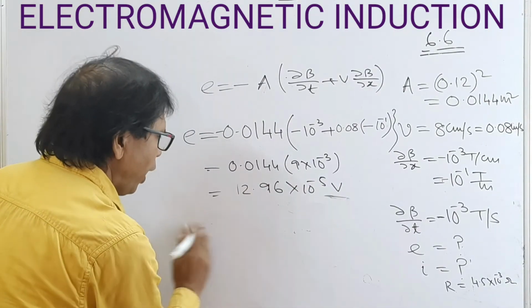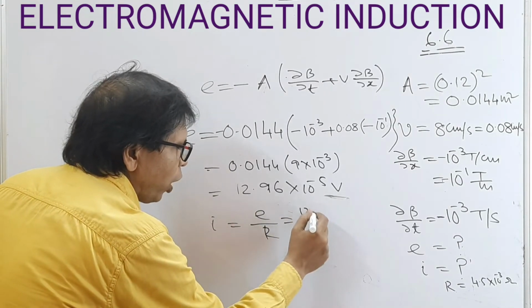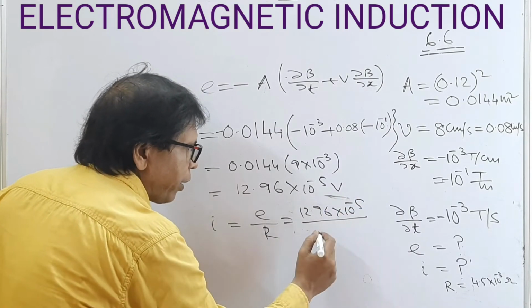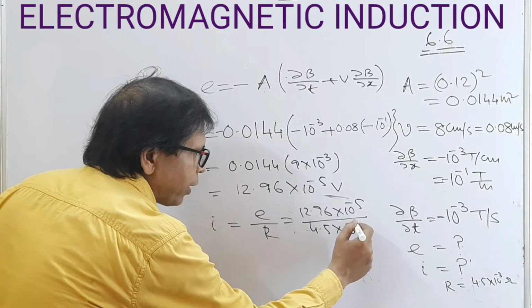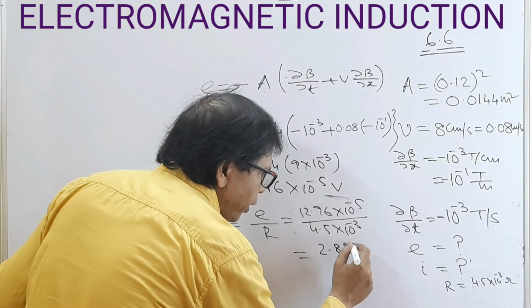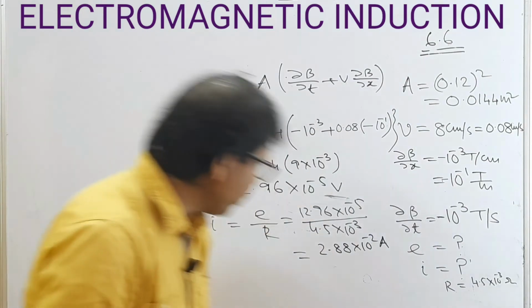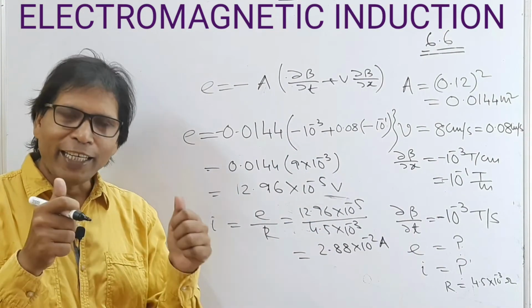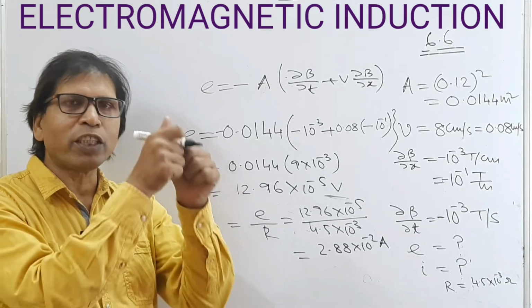Now I equals E by R. Now E equals 12.96 into 10 to the power minus 5 divided by 4.5 into 10 to the power minus 3. This equals 2.88 into 10 to the power minus 2 ampere. The induced current I is directed in such a way that it increases the flux along the positive direction of the z-axis.